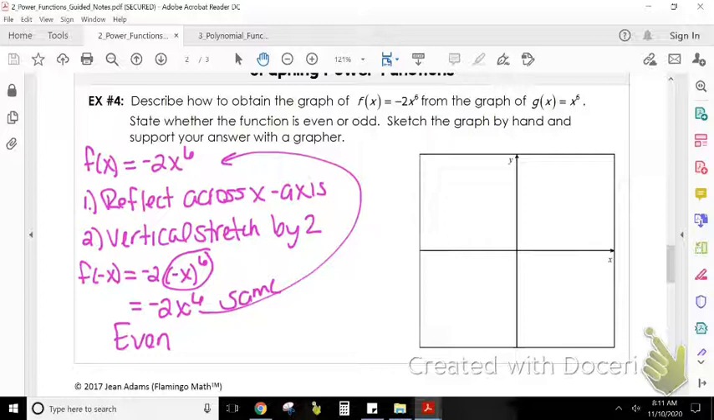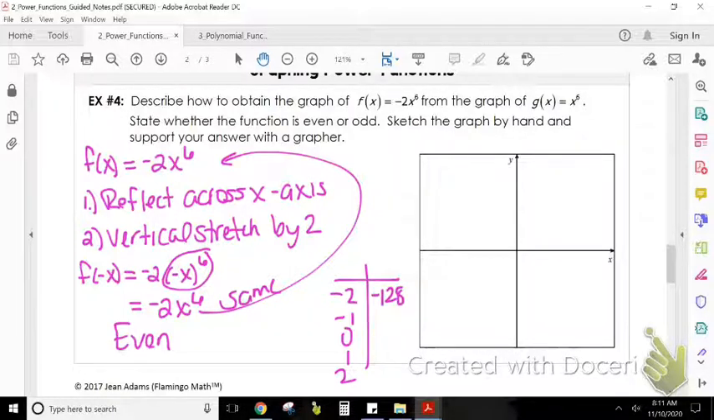All right, and then we can graph this. We could pick some ordered pairs here. So let's see. Let's try like negative 2, negative 1, 0, 1, and 2. So when I plug in negative 2 to the 6th, that's what? 64 times negative 2 would be negative 128.